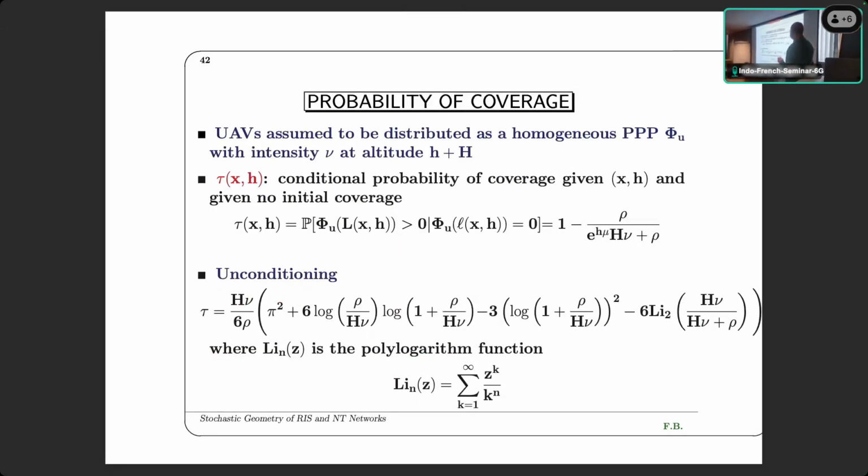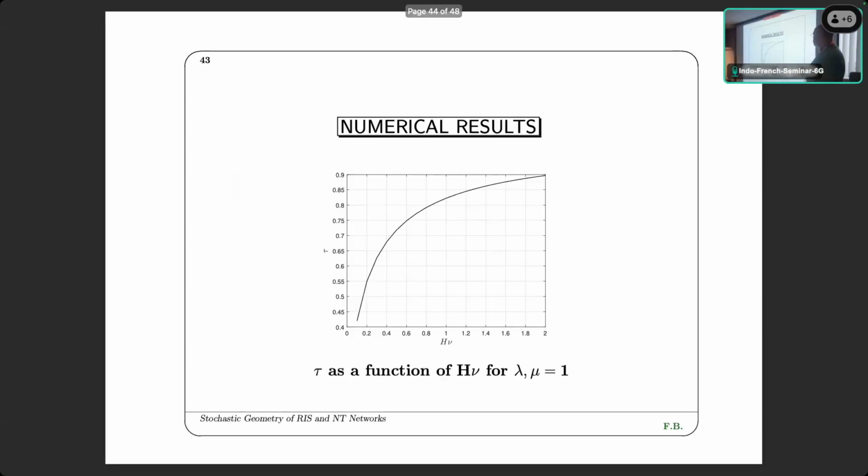Okay, so let me not describe too much this thing, but you get, for instance, lots of interesting expressions using special functions, the polylogarithmic function showing up. For the probability that there is at least, you take UAVs which are at this altitude on this line. Yeah, right? So phi u is the UAV point process. You look at the chance that the point process of UAVs has at least a point in the longer interval, thanks to the RIS extension of visibility, given none at 0 initially. They are closed form, and this is this chance as a function of these two parameters, altitude and density of UAVs, nu. H nu, this product is here.